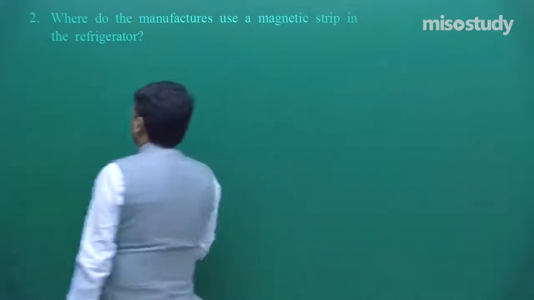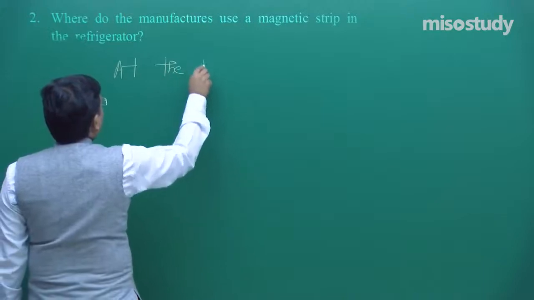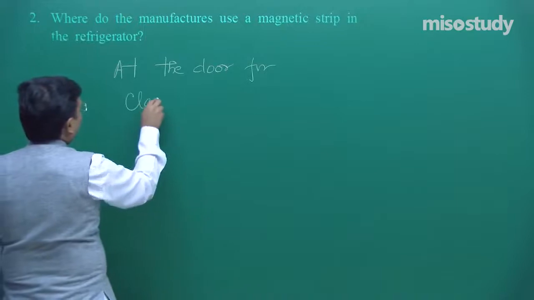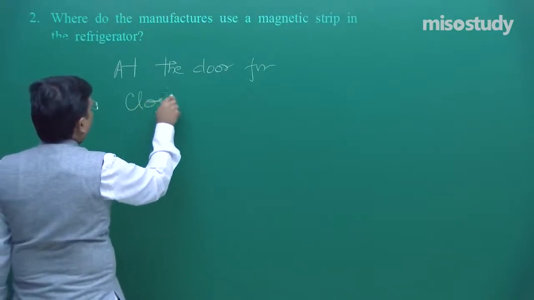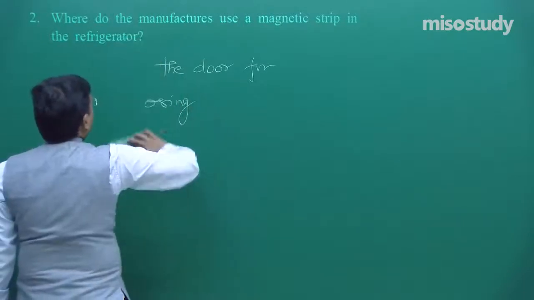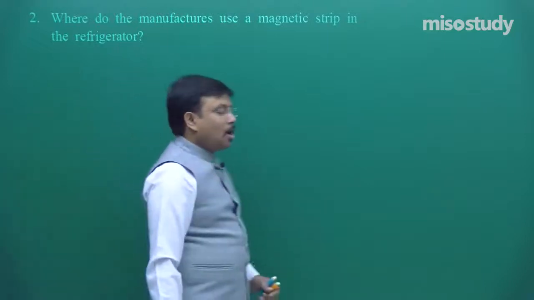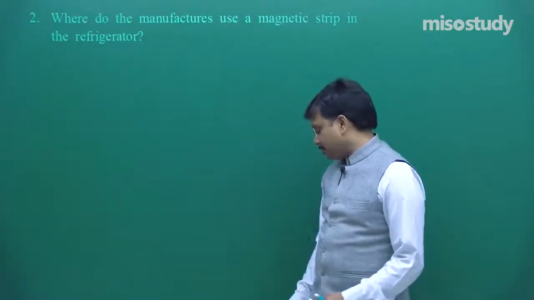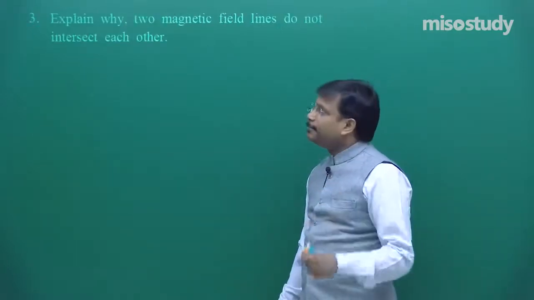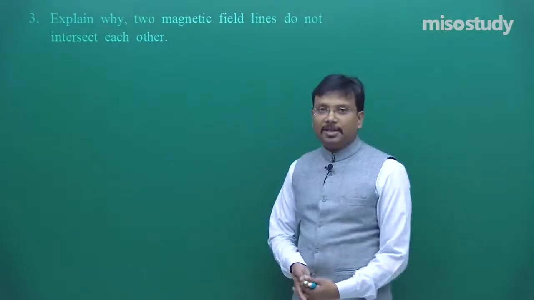So, at the door, for closing, that is it. This is a beautiful application of a magnet. Then comes question number 3 in the same category. Explain why two magnetic field lines do not intersect each other.